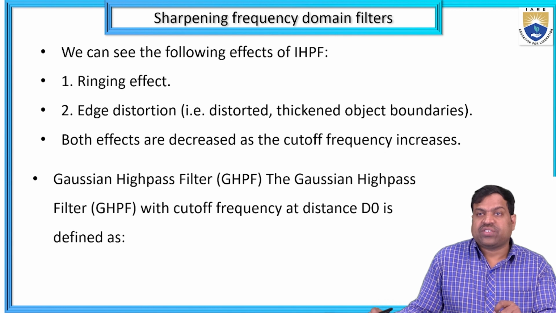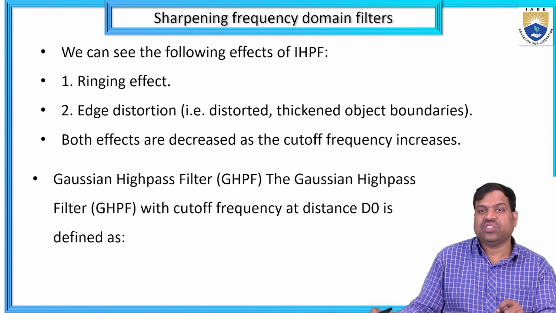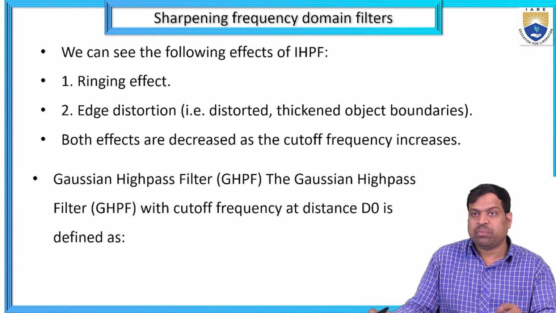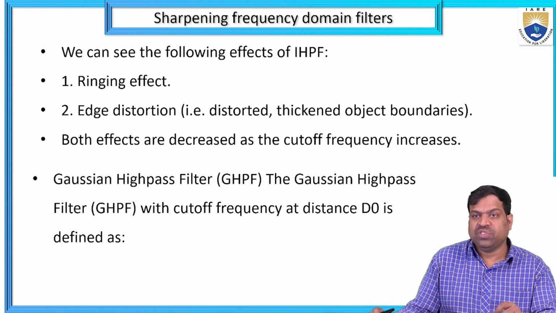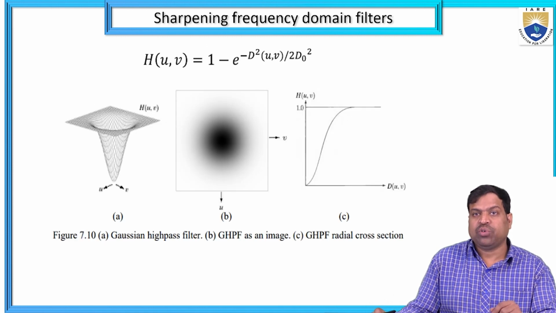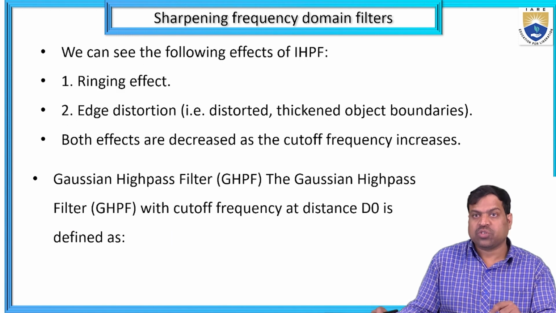What are the effects of the ideal high pass filter? The ringing effect and edge distortion, which is the distortion with thickened object boundaries. Both effects decrease with increasing cutoff frequencies. Next one is the Gaussian high pass filter. A cutoff frequency at distance D0 is applied. This is one example of a Gaussian high pass filter.